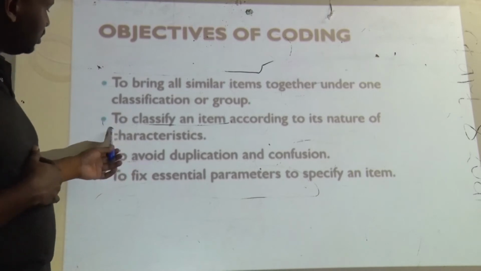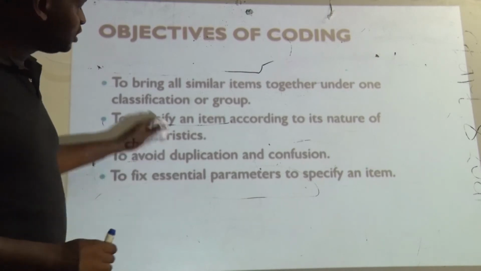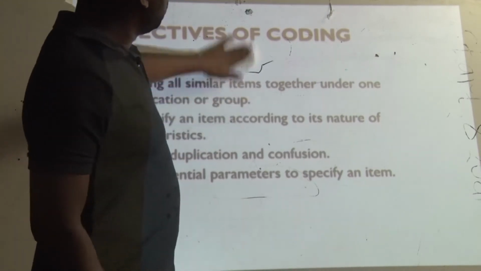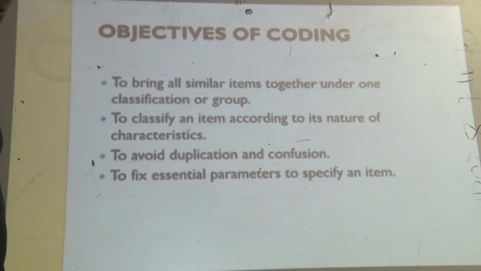The other thing is that it allows you to classify an item according to the nature of the characteristics. Different items have different characteristics. So when you are coding your item, it is always important for you to classify your items using the various characteristics.